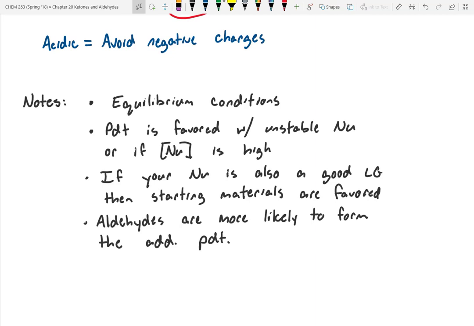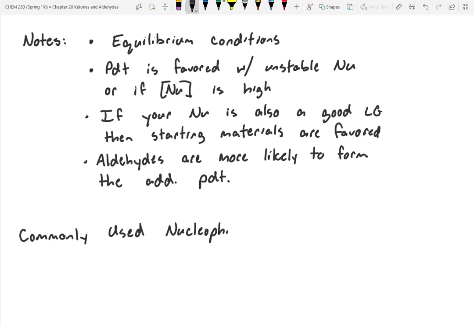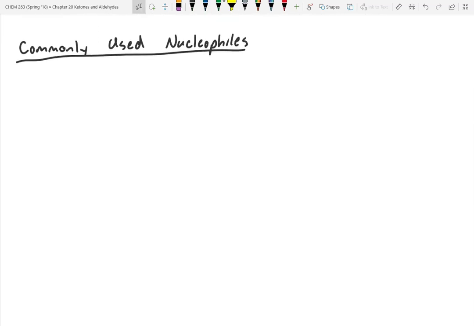However, you do need to be aware of your nucleophile concentration, whether or not it's run under acidic or basic conditions, and in some cases what the pH is, and we'll talk more about that later. So let's look at some commonly used nucleophiles for these addition reactions. All right. And there's quite a few. However, the reactions are very similar, the mechanisms at least. So let's do oxygen-based nucleophiles.